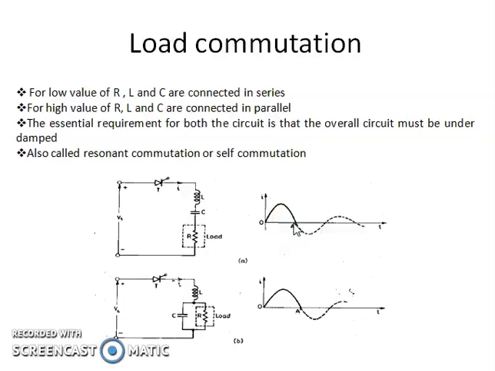Thyristor commutation is broadly classified into natural commutation and forced commutation. Natural commutation is employed in AC circuits. Forced commutation is employed in DC circuits. In forced commutation, we employ an external circuit to obtain commutation, but in natural commutation, the thyristor naturally goes to its turn off condition. Okay, thank you.